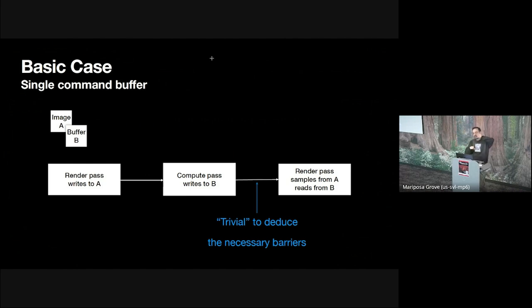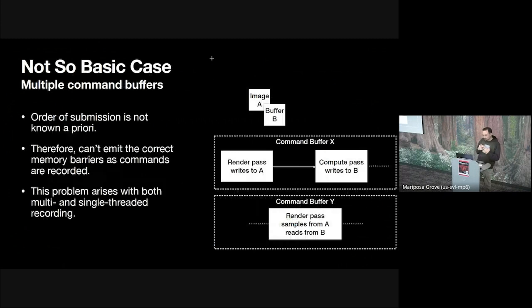So we can construct both synchronization scopes of the necessary memory barrier, right? And I'm glossing over a ton of details here, but we'll get into those. That's why trivial is in quotes. So things start getting a little bit more complicated when we allow the possibility of having multiple command buffer objects hanging around.